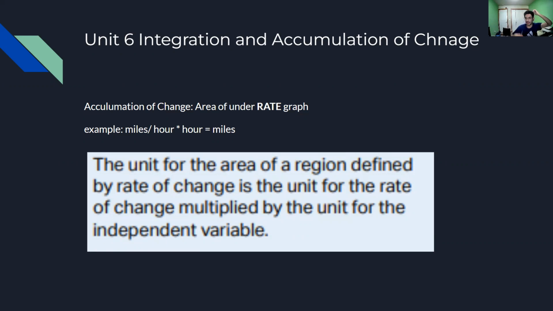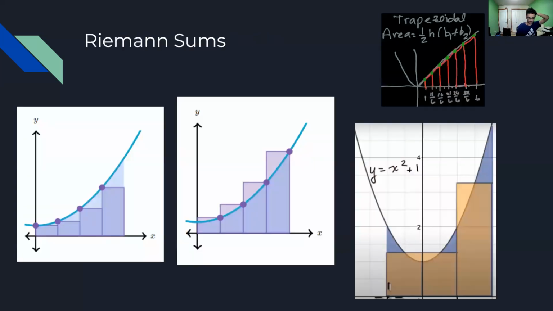So if you multiply the rate, which is like the height of the graph, by the x-axis, like if you do a unit conversion, you just see you get miles, right? So then you're just going in the reverse direction of derivatives, essentially. And over here, it says the unit for the area of a region defined by the rate of change is the unit for the rate of change multiplied by the unit for the independent variable. So you're just multiplying the height of the graph by the independent variable, and that gives you the change of a specific quantity. And we'll talk more about that later.